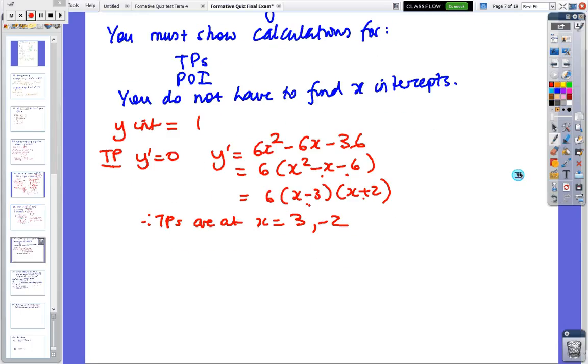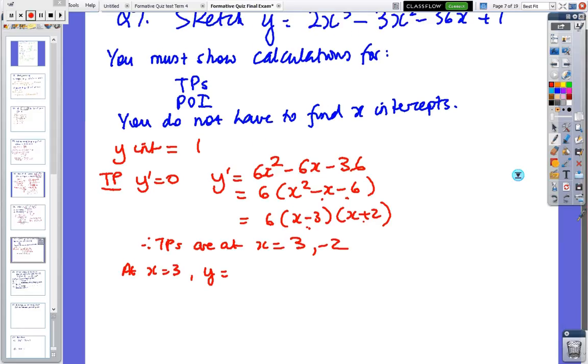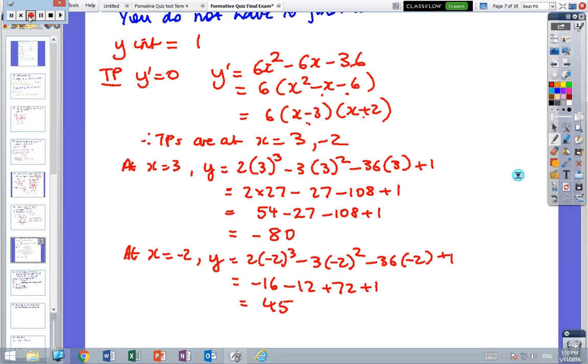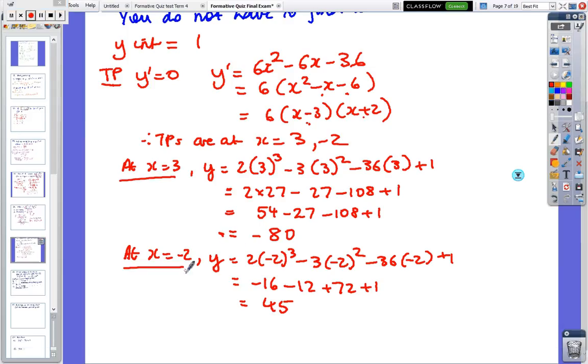Okay, so at x equals 3, y equals, oh, I've lost my formula. Okay, 2x cubed minus 3x squared minus 36x plus 1. Okay, now I'm going to just pause that because I haven't got the calculator with me, so I'm going to do it longhand, so I'll be back in a sec. Okay, so back, I've just done the calculation. So at x equals 3, we got minus 80. At x equals minus 2, you get 45.